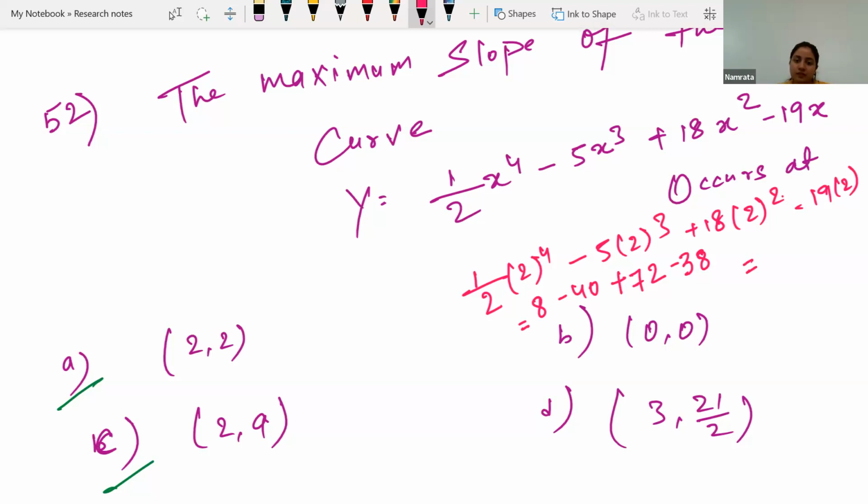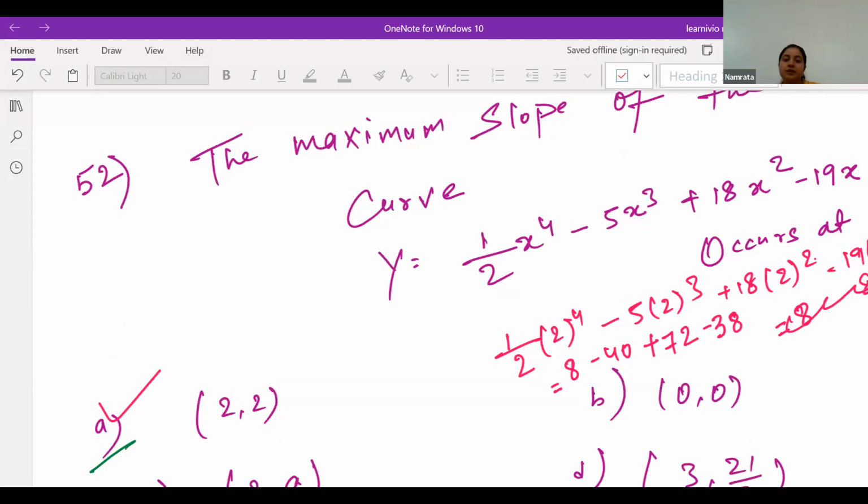Let's check. So 8 here, 40 and 38, 2. Okay, you are getting 2. That means option A is the correct option. Everyone is getting 2 only, right? Yes, ma'am. Yes, this is how we will be checking whether the slope is maximum or not. Let me check any other concept which we can discuss here.